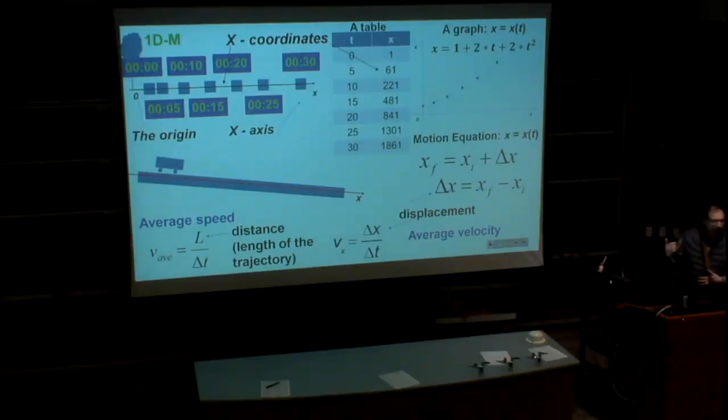This is what we've finished for now: everything about one-dimensional motion. The trajectory is a straight line. Vertical, horizontal, or tilted doesn't really matter. And we can use coordinates, specially measured numbers, to represent instantaneous position.